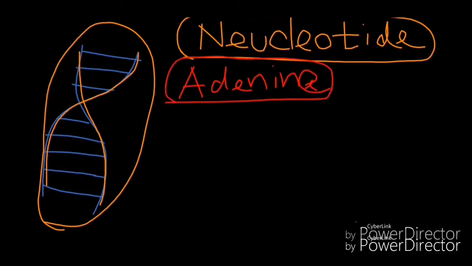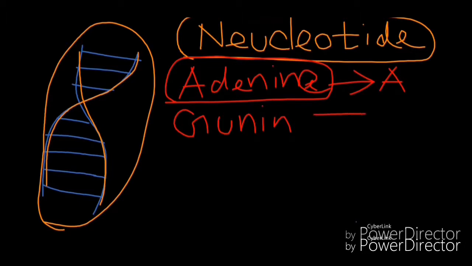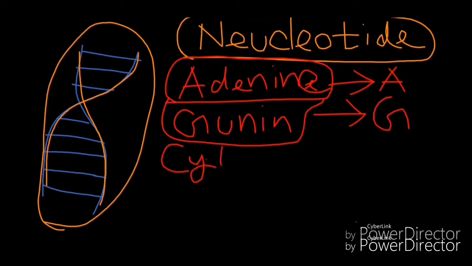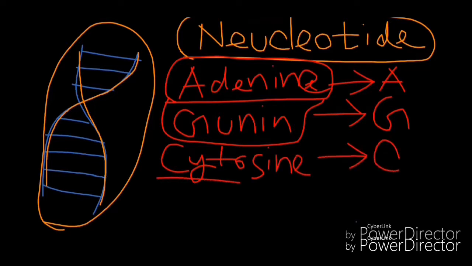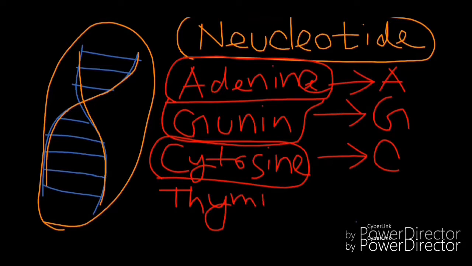So the first kind of nitrogen base is expressed with the letter A, and the second one is guanine, and this is expressed with the letter G, and the third one is cytosine, and this is expressed with the letter C, that means the first letter of these words, and the last one is thymine, and I think you know this is expressed with the letter T.